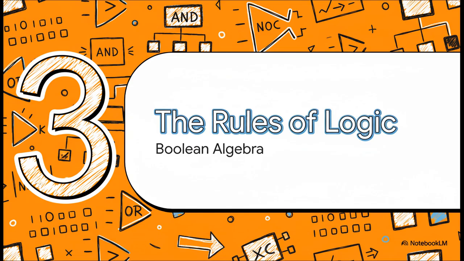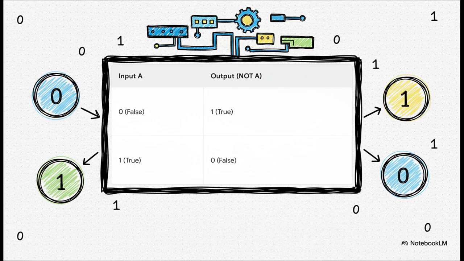Okay, so here's the really crucial part. Once a computer has its language for numbers, it needs a grammar, right? It needs a set of rules to actually do things with them, to make decisions. And that's where this thing called Boolean logic comes in. It's basically the math of true and false. The absolute simplest rule is the not operator. And it does, well, exactly what you think it does.